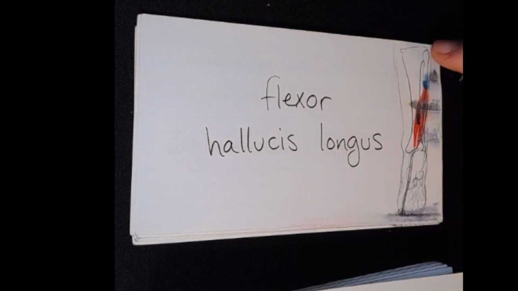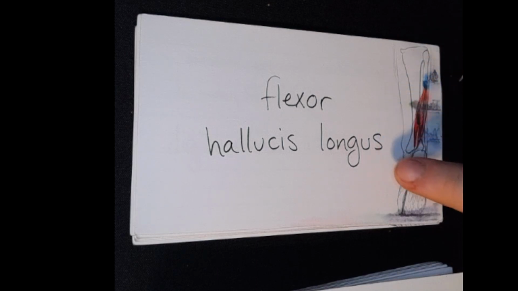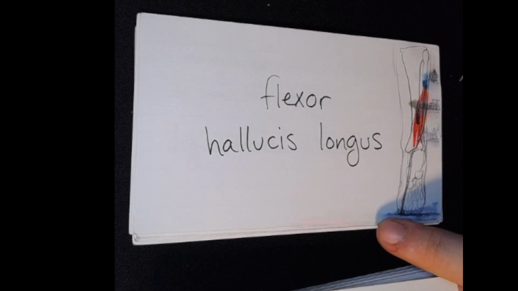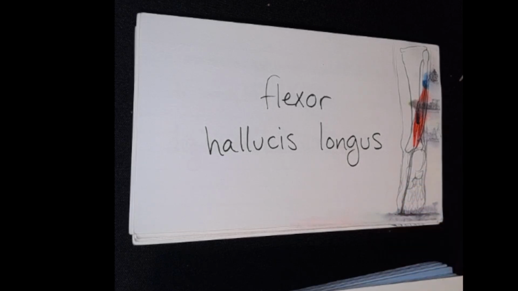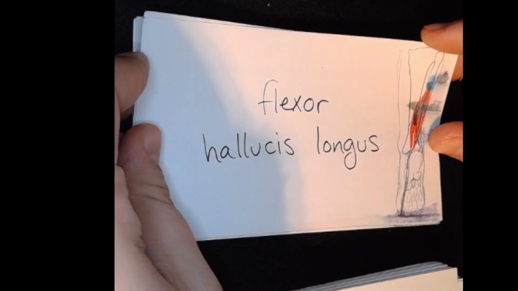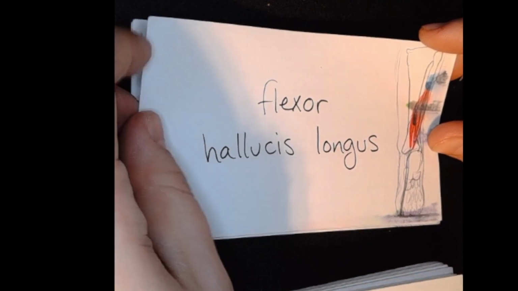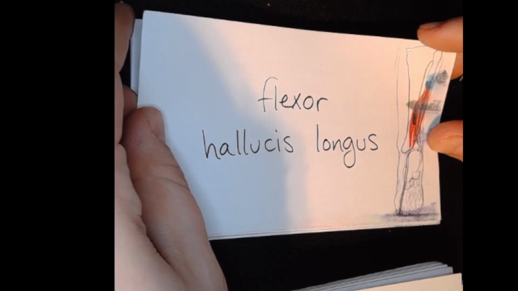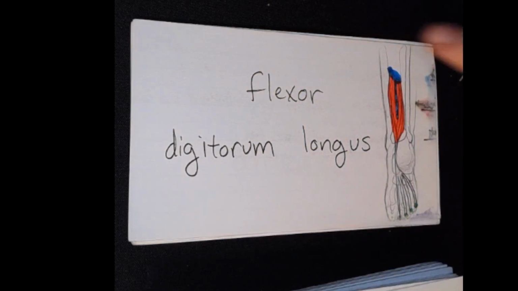Flexor hallucis longus. Origin, posterior fibula and interosseous membrane. Insertion, distal phalanx of great toe. Action, flexes great toe and assists in subtalar inversion and assists in talocrural plantar flexion. Innervation, tibial nerve.